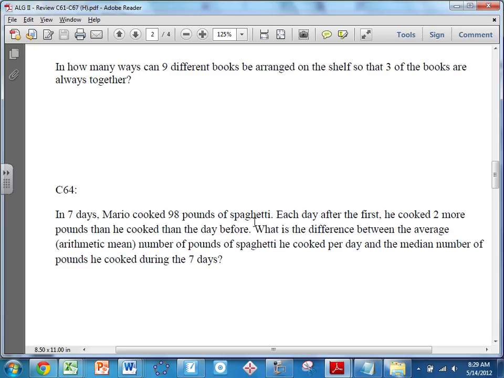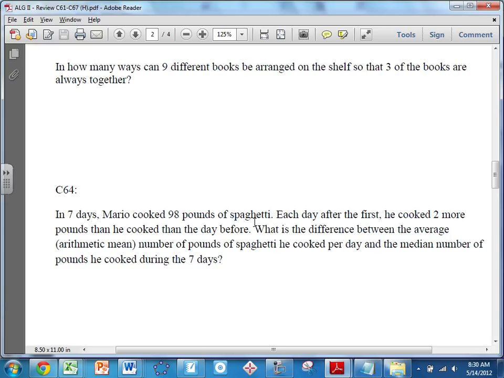So, for this problem, it says, in how many ways can 9 different books be arranged on a shelf so that 3 of the books are always together? So that means order matters, right? So order kind of matters here, right? Order kind of matters. So we're looking at a permutation. But this one is much more complicated than a basic permutation. So let's take a look at a sample.